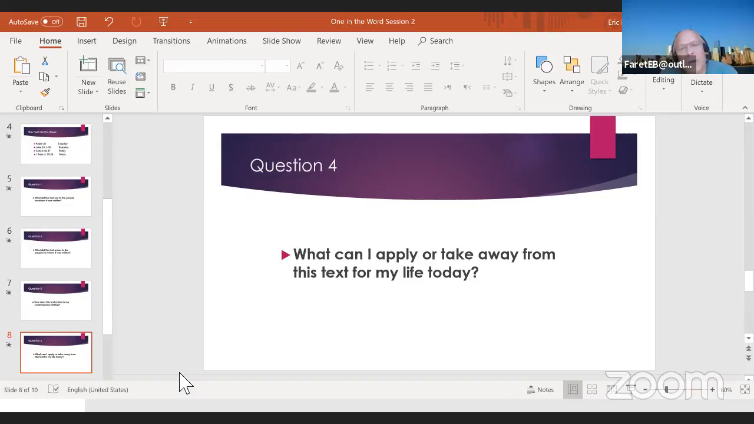So the last question: what can I apply or take away from this text for our life today? And I think we covered a lot of this in some of the comments that we just made. I'm hearing we're trusting in God. We're trusting that God's restoring our soul, comforting us in this unusual time, and with the hope and the promise that this too shall pass. And we'll be back together again with shouts of thanksgiving, right, Donna? Yep. As we worship together in community.